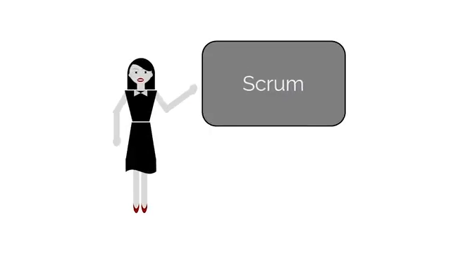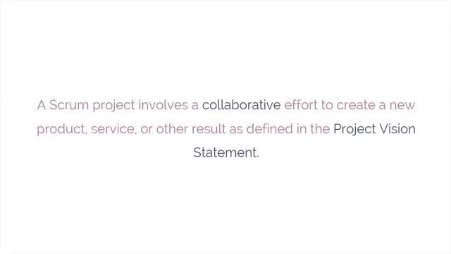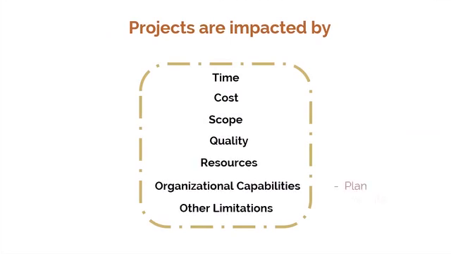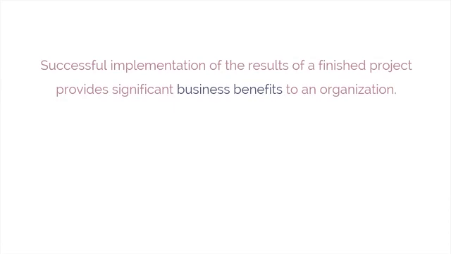Let's take a look. A Scrum project involves a collaborative effort to create a new product, service, or other result as defined in the project vision statement. All projects are impacted by constraints of time, cost, scope, quality, resources, organizational capabilities, and other limitations that make them difficult to plan, execute, manage, and ultimately succeed. However, successful implementation of the results of a finished project provides significant business benefits to an organization.